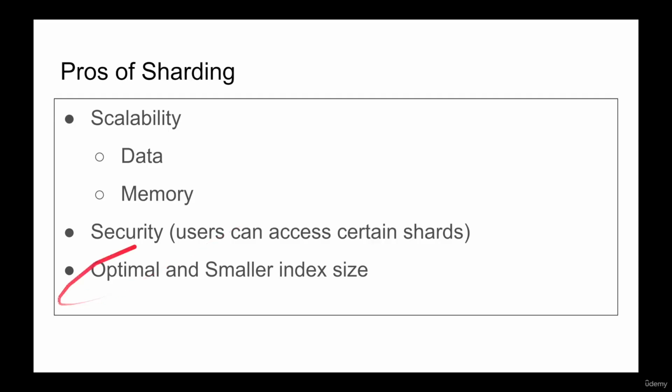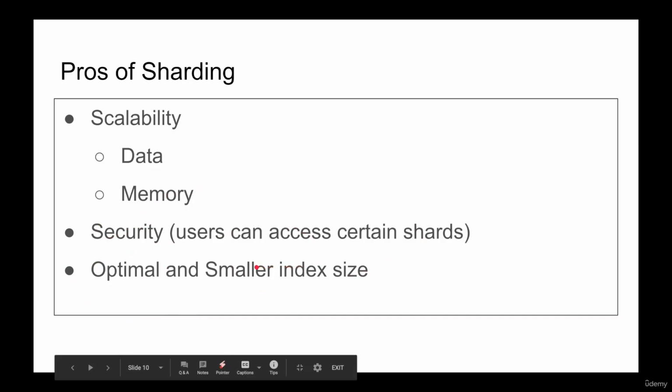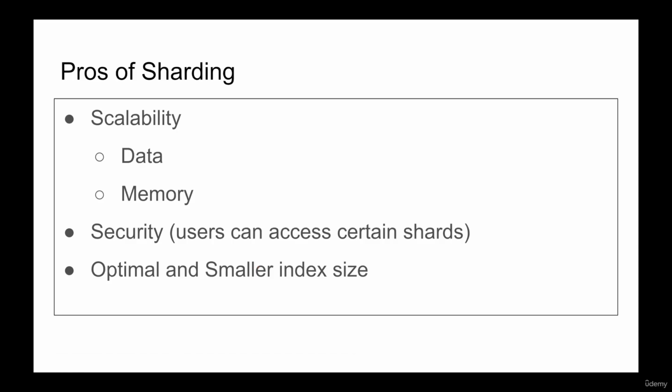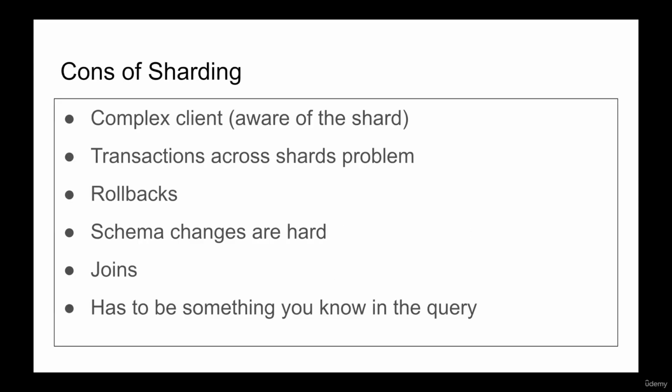That's pretty cool stuff, right? And it's optimal because you're going to get a smaller and smaller index size. And that's cool, right? Because the smaller the index you get, the better, quicker and more efficient queries become, right? Cool stuff. About cons, is there anything bad with this?